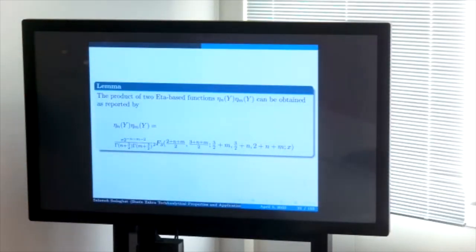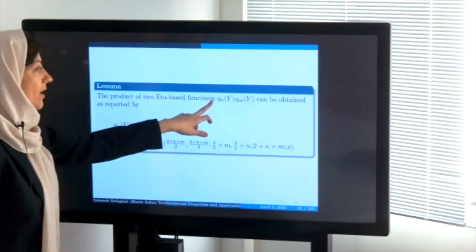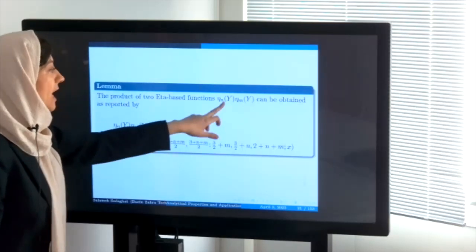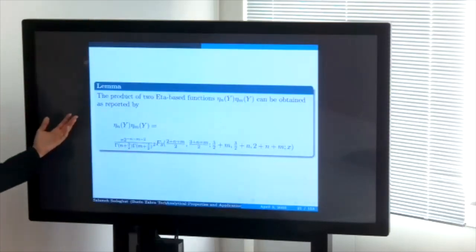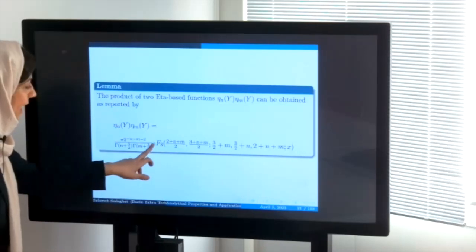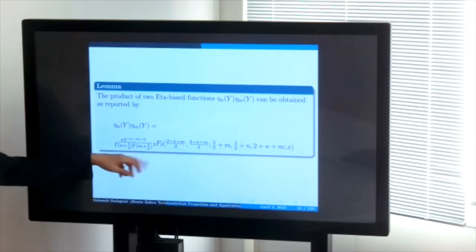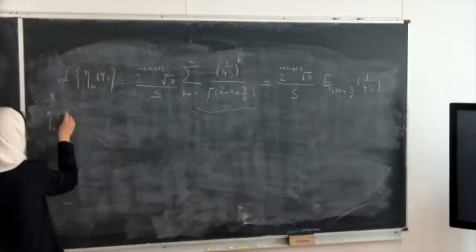We have a lemma here. The product of two eta-based functions, eta n of y of order n times eta m of y, can be obtained by this equation. You can see that here it can be obtained as a hypergeometric function of order 2 and 3. And now in this section, I want to show it to you.